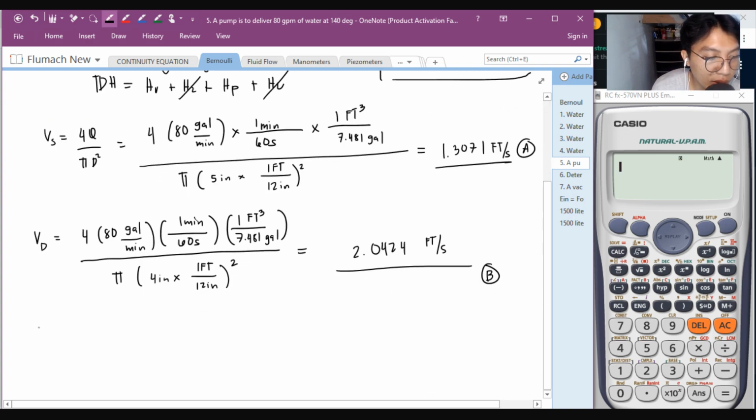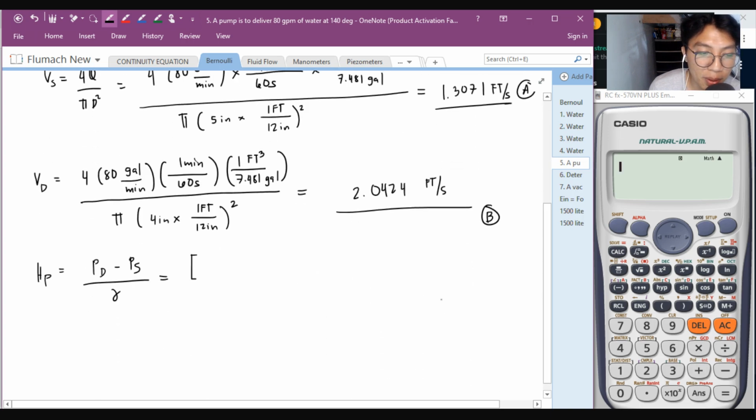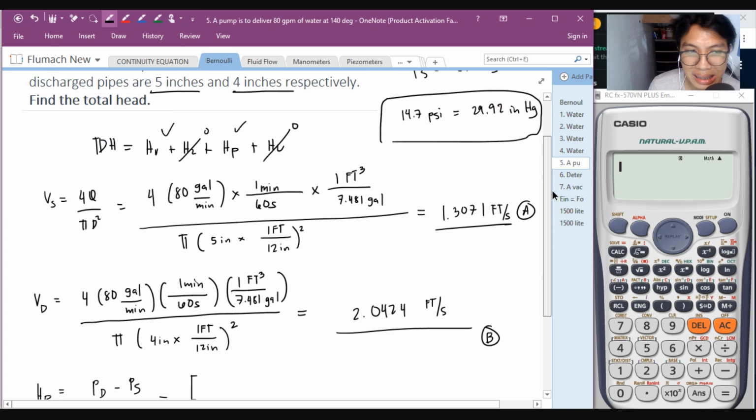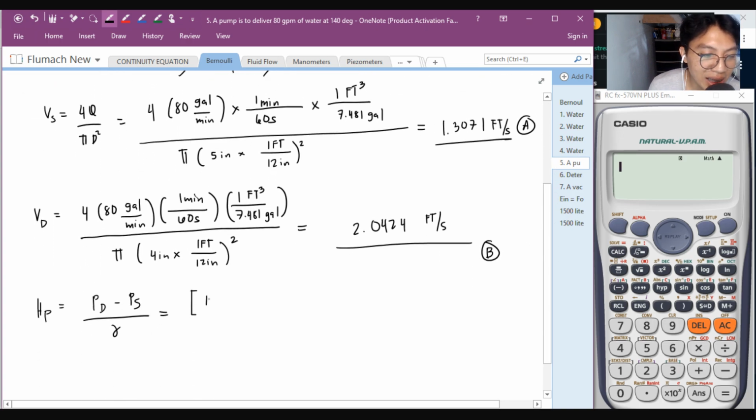Alamin natin to, yung pressure head, PD minus PS. Isa-isa to kasi mahaba. So, PD, ano yung discharge mo? 150 PSIG. PSI, A ba to o PSIG? PSIG. 150 plus 14.7 PSI, pound per inch squared. Tapos kailangan to 144 inch squared per 1 feet squared. Kailangan maging feet cube yung nasa ilalim.